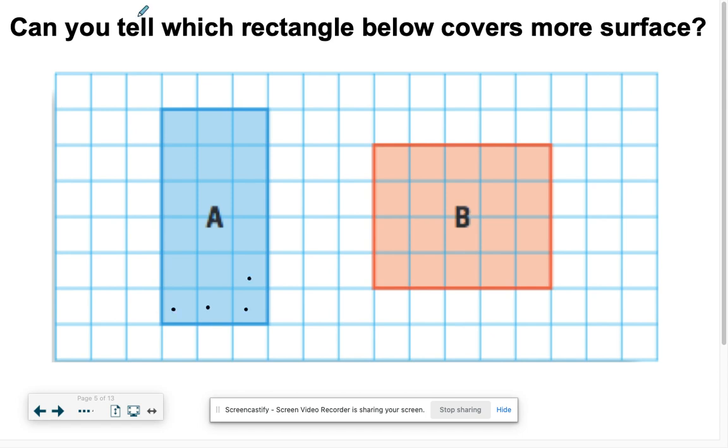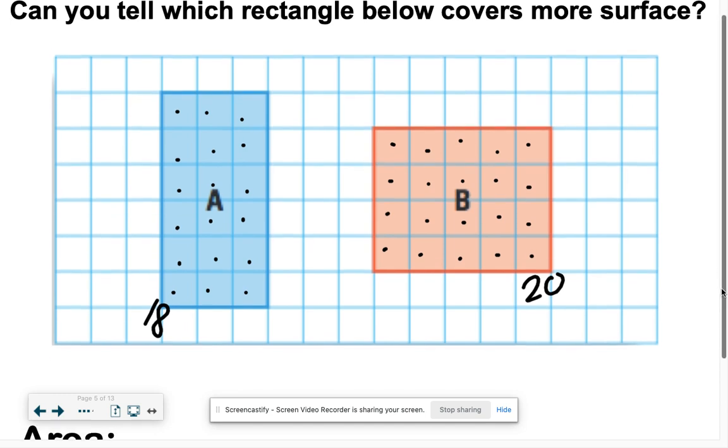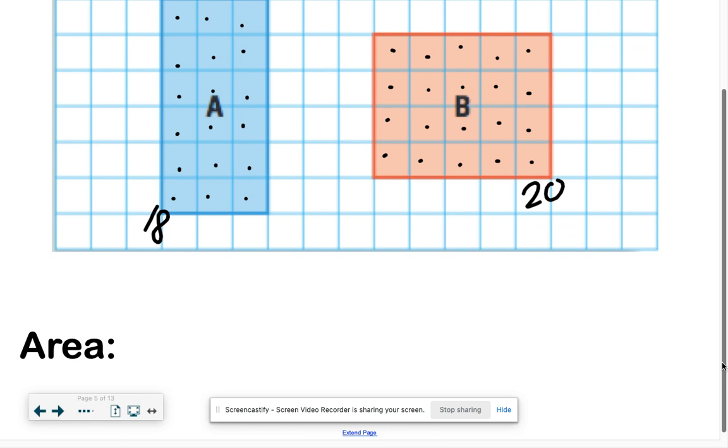1, 2, 3, 4, 5, 6, 7, 8, 9, 10, 11, 12, 13, 14, 15, 16, 17, 18. So that one had 18. Now this one. 1, 2, 3, 4, 5, 6, 7, 8, 9, 10, 11, 12, 13, 14, 15, 16, 17, 18, 19. She was right. So B covered more area. Obviously, it's bigger. So our definition for area is how much surface a figure covers.